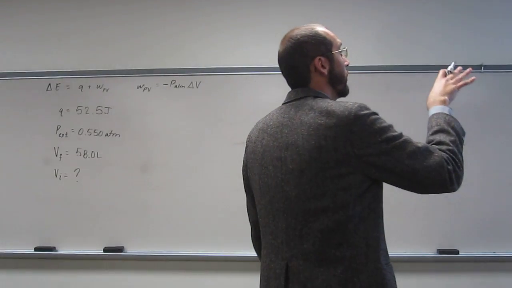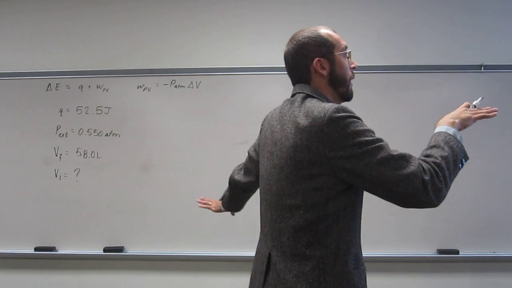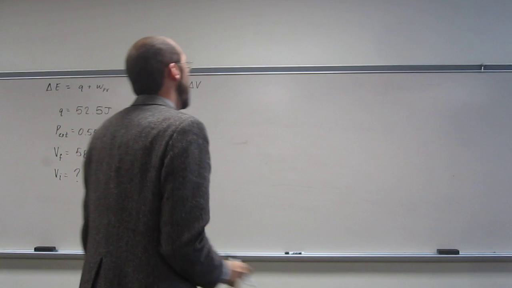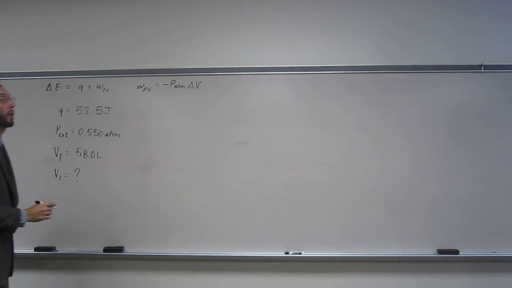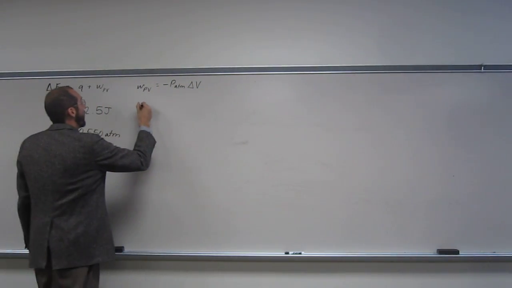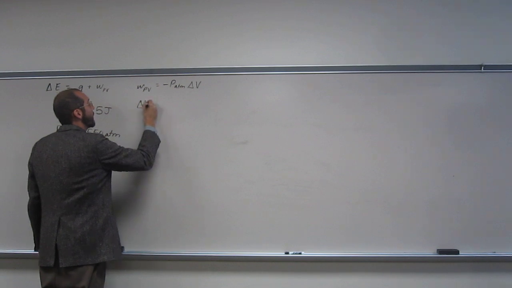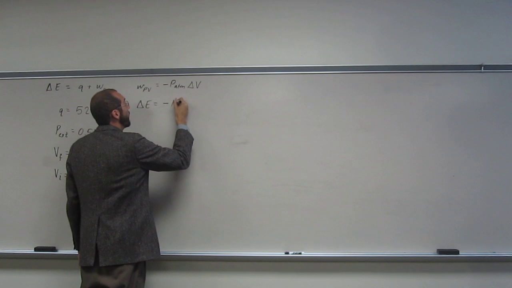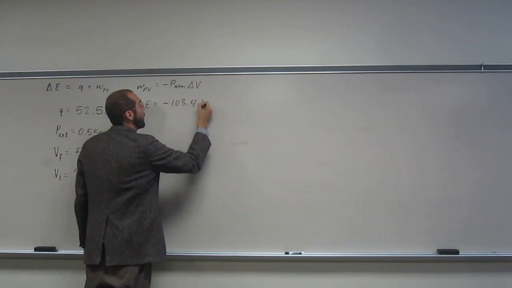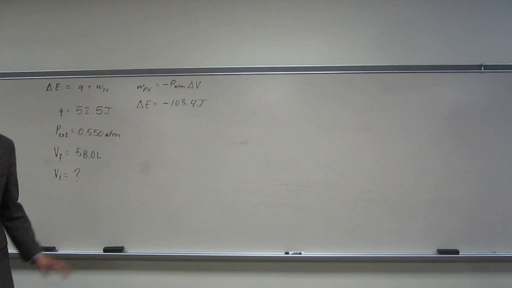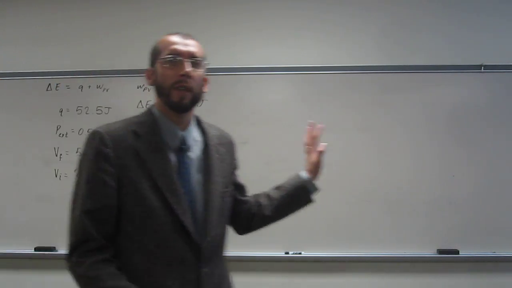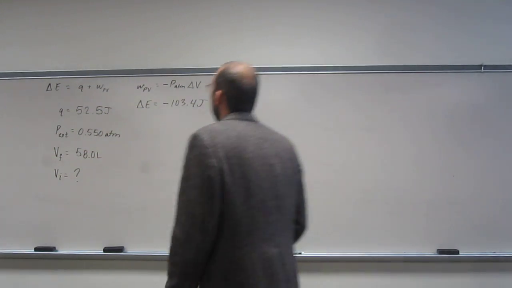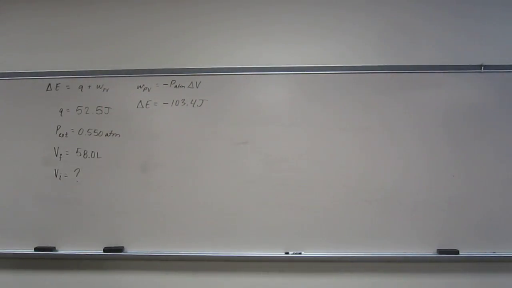And then it also says, what's the initial volume of the system, what we're looking for, if the internal energy of the system decreased by 103.4 joules. So that means delta E, so it decreased, right, so it's negative 103.4 joules. Is everybody okay with those directions of those signs? That's the thing you want to remember, probably the hardest thing about these types of problems.